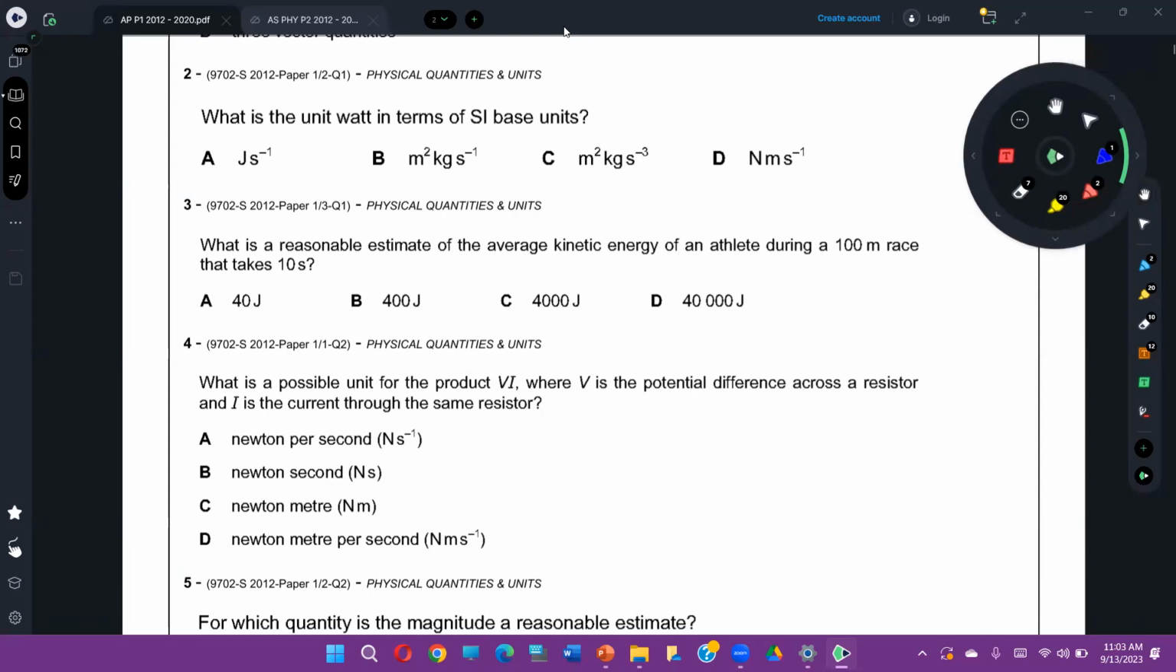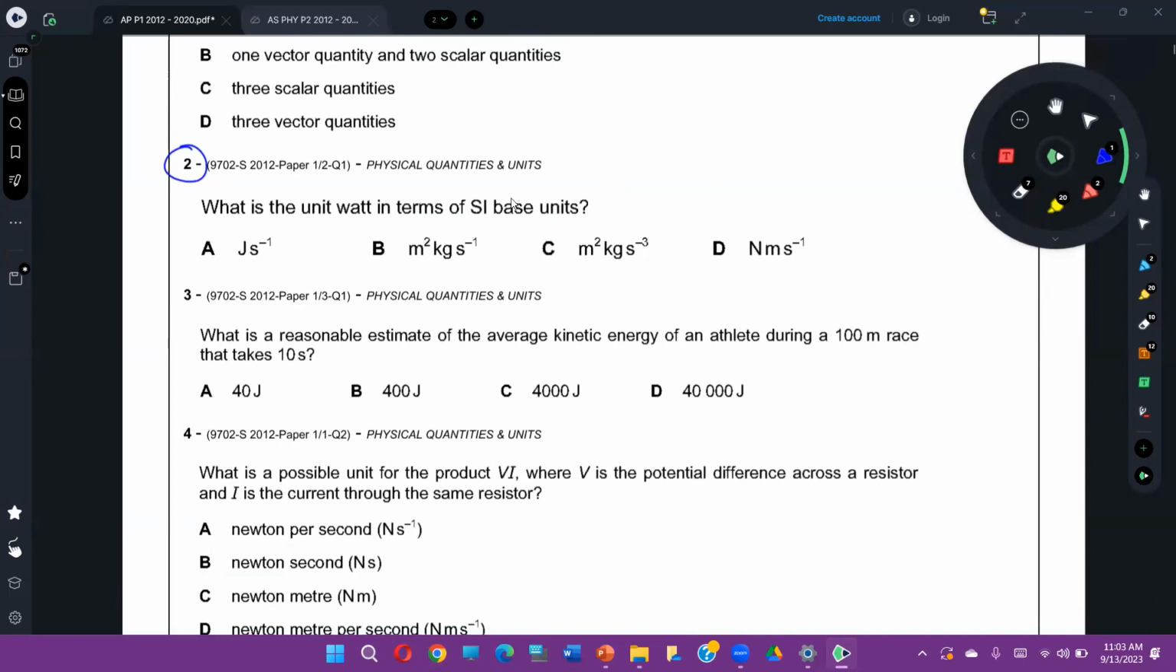I am starting from question number 2. What is the unit watt in terms of SI base unit? बताओ, what is the unit of power? Yes, बोलो all people, what is the unit of power? So power is equal to work upon time.